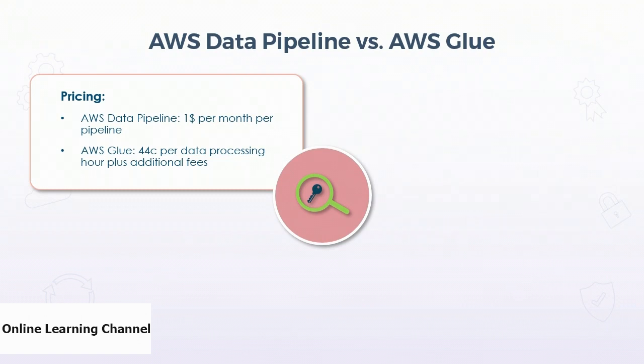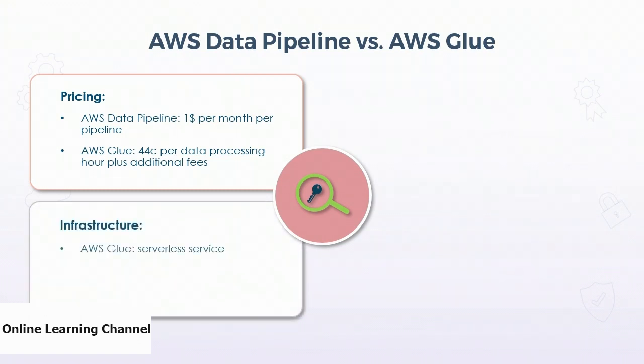The second differential parameter is infrastructure. AWS Glue is a serverless service. Therefore, it does not need any infrastructure for developers to manage. Any scaling or provisioning on Glue is managed within the Glue Apache Spark environment. Whereas AWS Data Pipeline is not a serverless service like Glue, and typically you can define the pipelines and have more control over the resources being used.